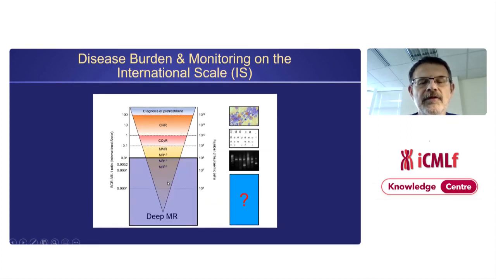There are some definitions around here. Everything that is below a 4 log reduction is referred to as a deep molecular response. A 3 log reduction is referred to as a major molecular response. And then a complete cytogenetic response would be equivalent to a 2 log reduction. Now, why is that important?